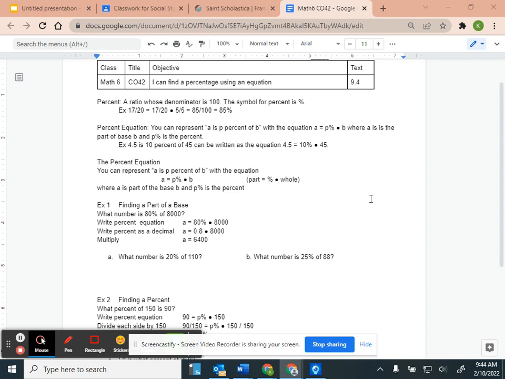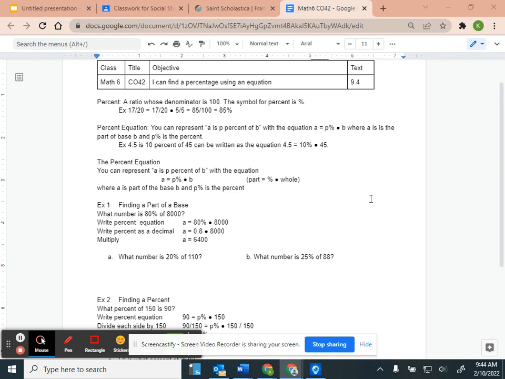So that percent we've talked about is a ratio whose denominator is what? What's our famous number for percentages? 100. We need to remember 100 is the magic number. The symbol for percent we know. A percent equation: you can represent A is P percent of B.